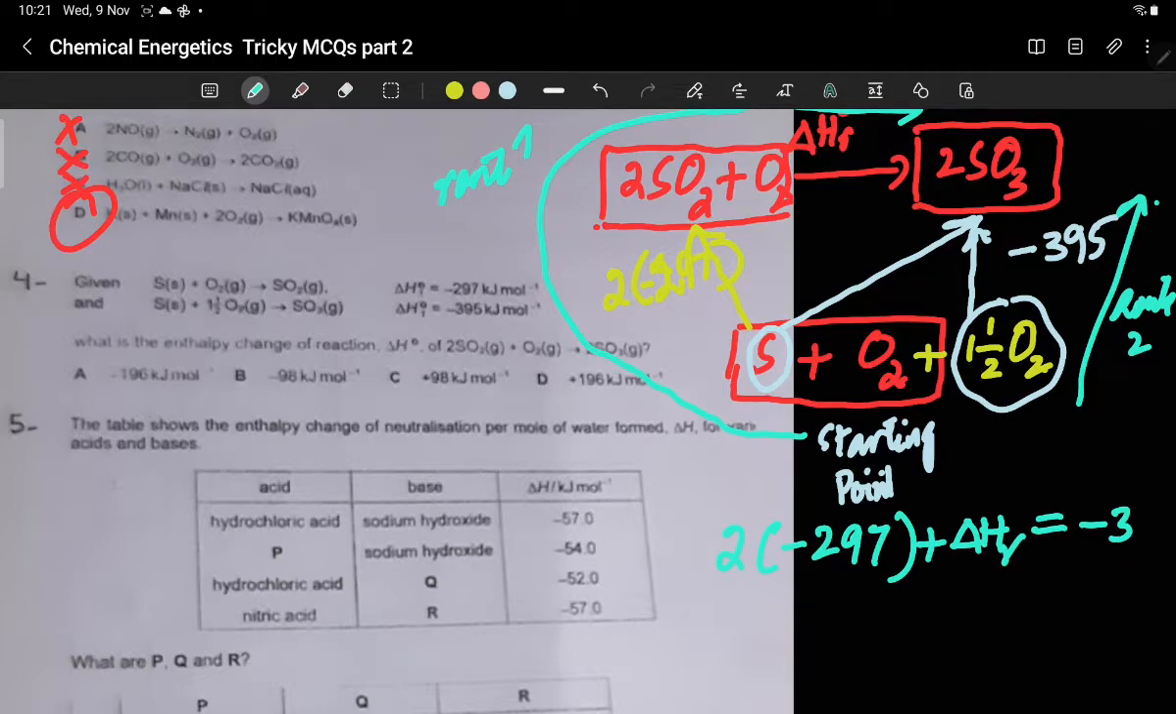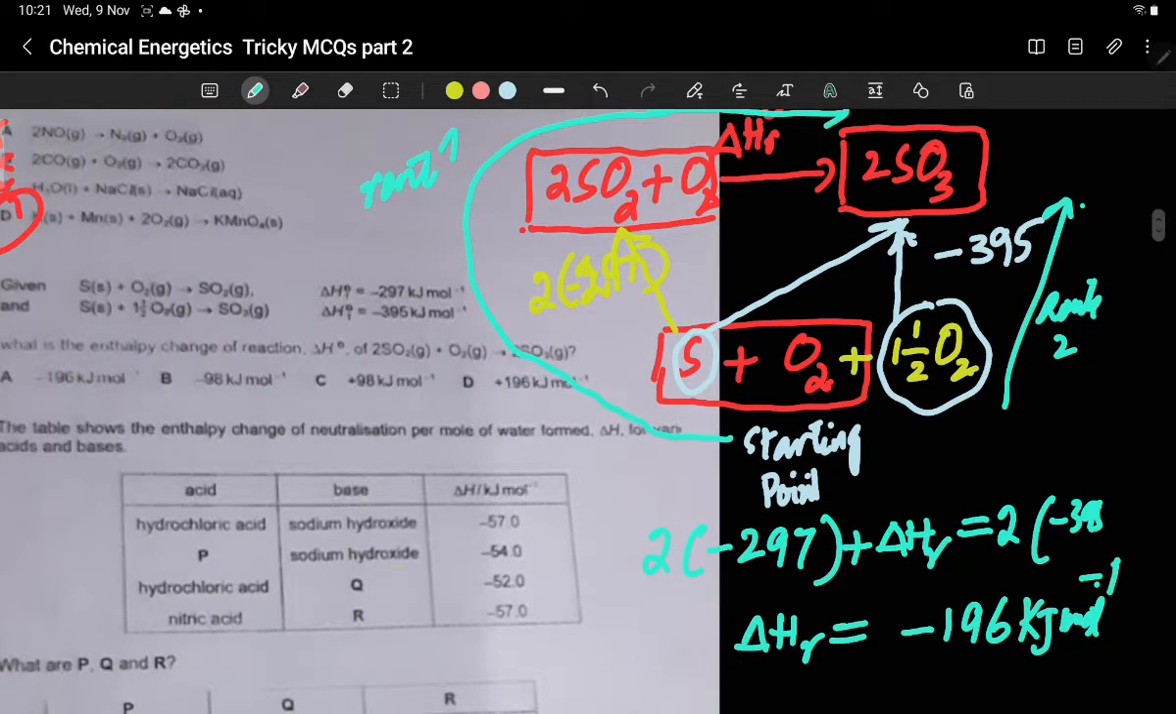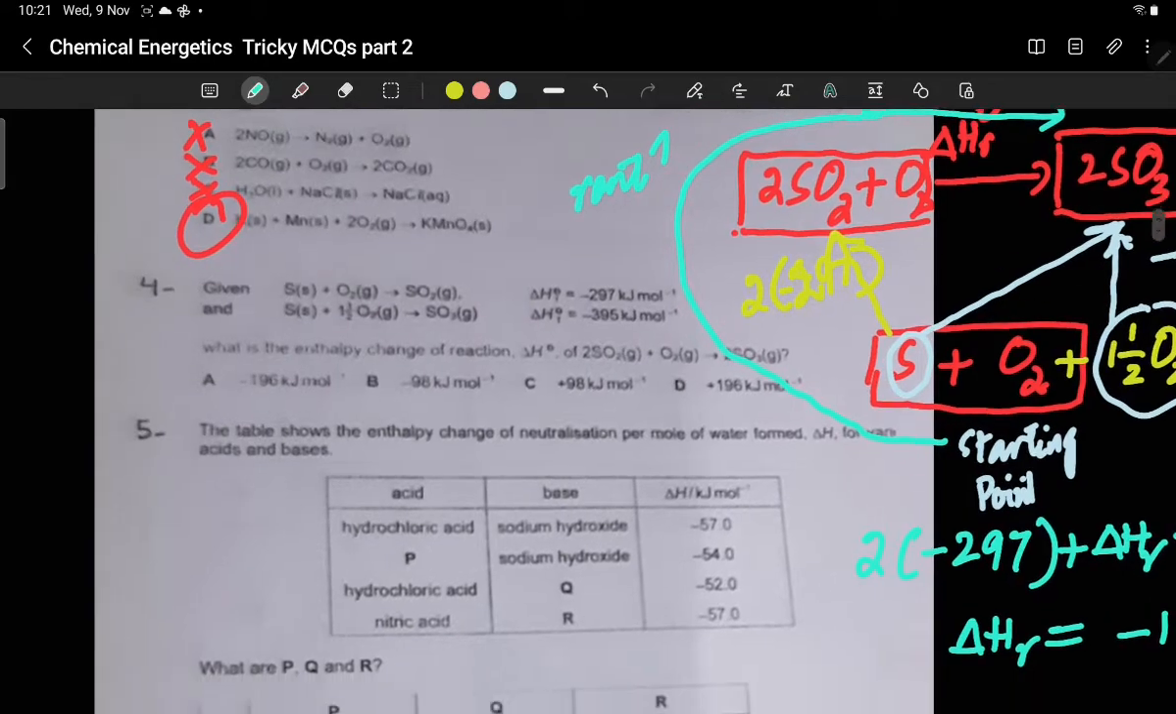2 into 395, sorry, because 2 moles of sulfur trioxide is formed. So 2 into minus 395. So delta HR is equal to minus 196 kilojoule mole inverse 1. Hope you will understand this question. So option A is the correct option.